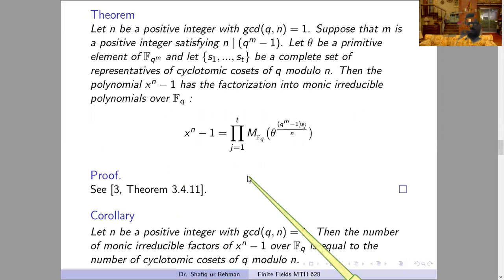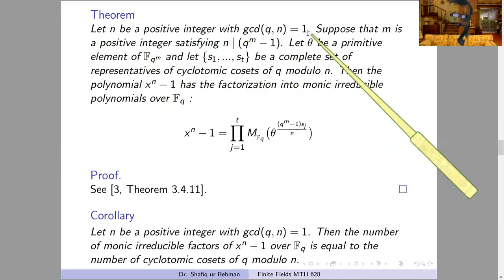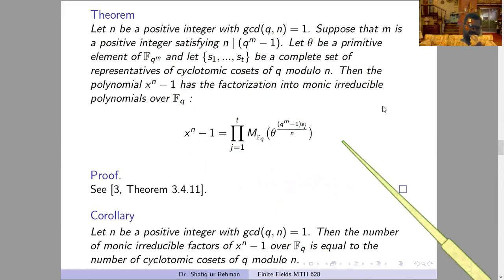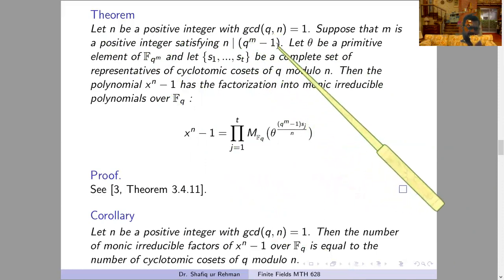So this is a theorem that is very helpful, and it is taken from this book. The reference is given, and first of all I will explain to you this theorem and then its corollary, and then I will translate this theorem according to our setting for our purpose. And first of all, see what is the statement of this theorem. Let n be a positive integer and n is relatively prime to q. Next, suppose that m is a positive integer such that n divides q power m minus 1.